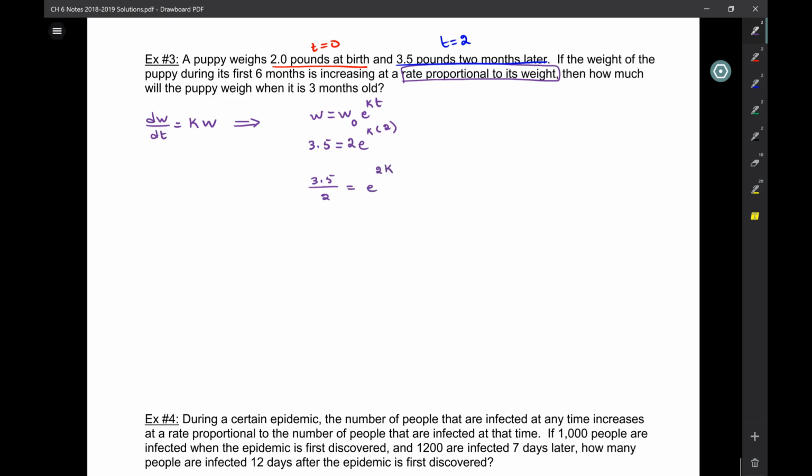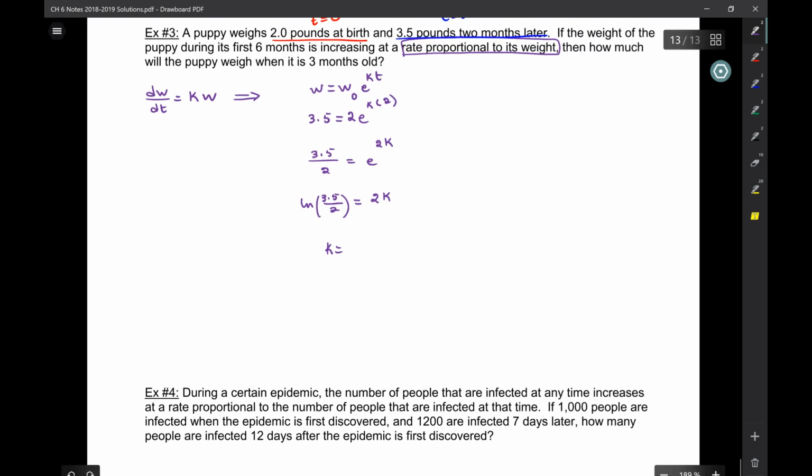Now don't be looking for your calculator because it just adds steps. So ln of 3.5 over 2 is equal to ln of e to the 2k, so it's just going to be 2k. No, this is final, this is initial. So now k is ln of 3.5 over 2, divided by 2.